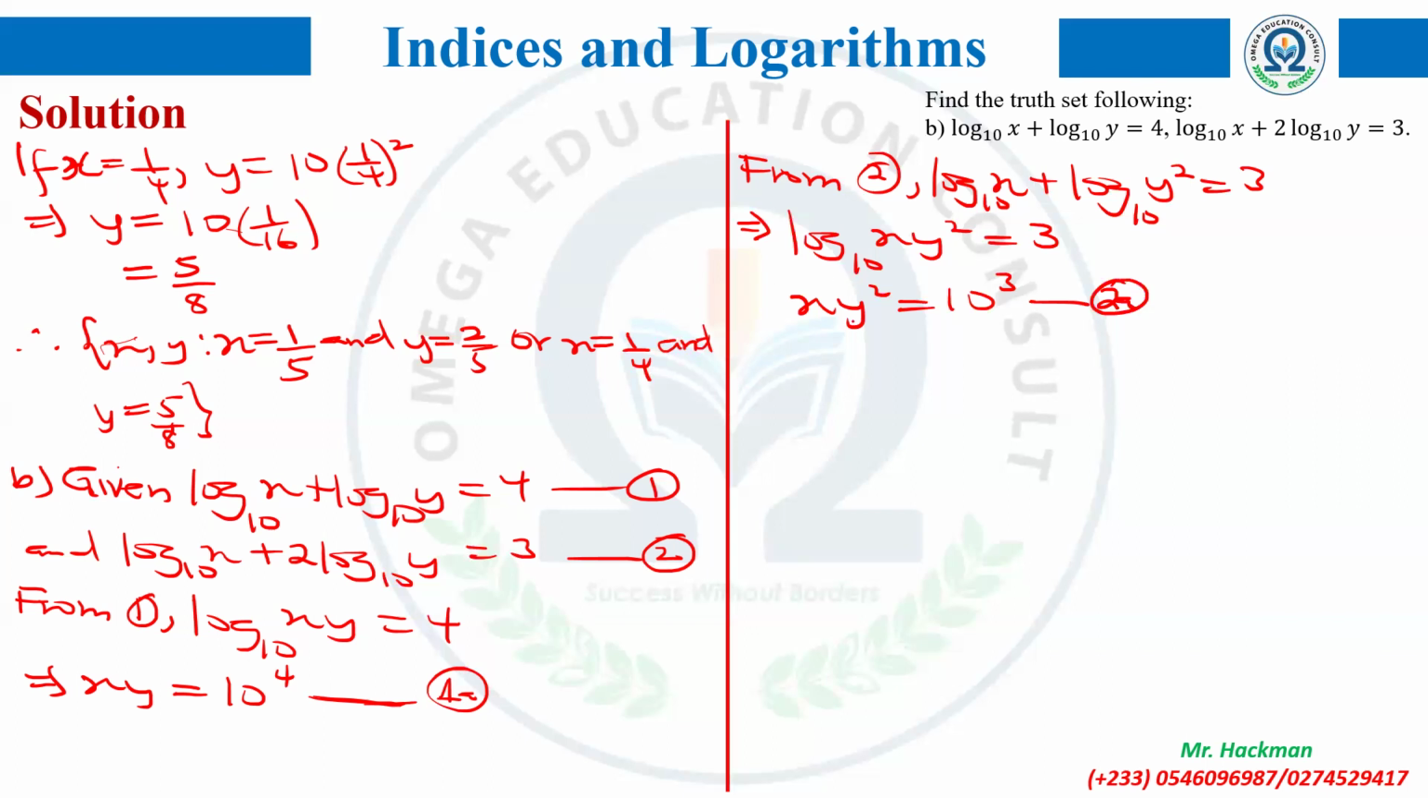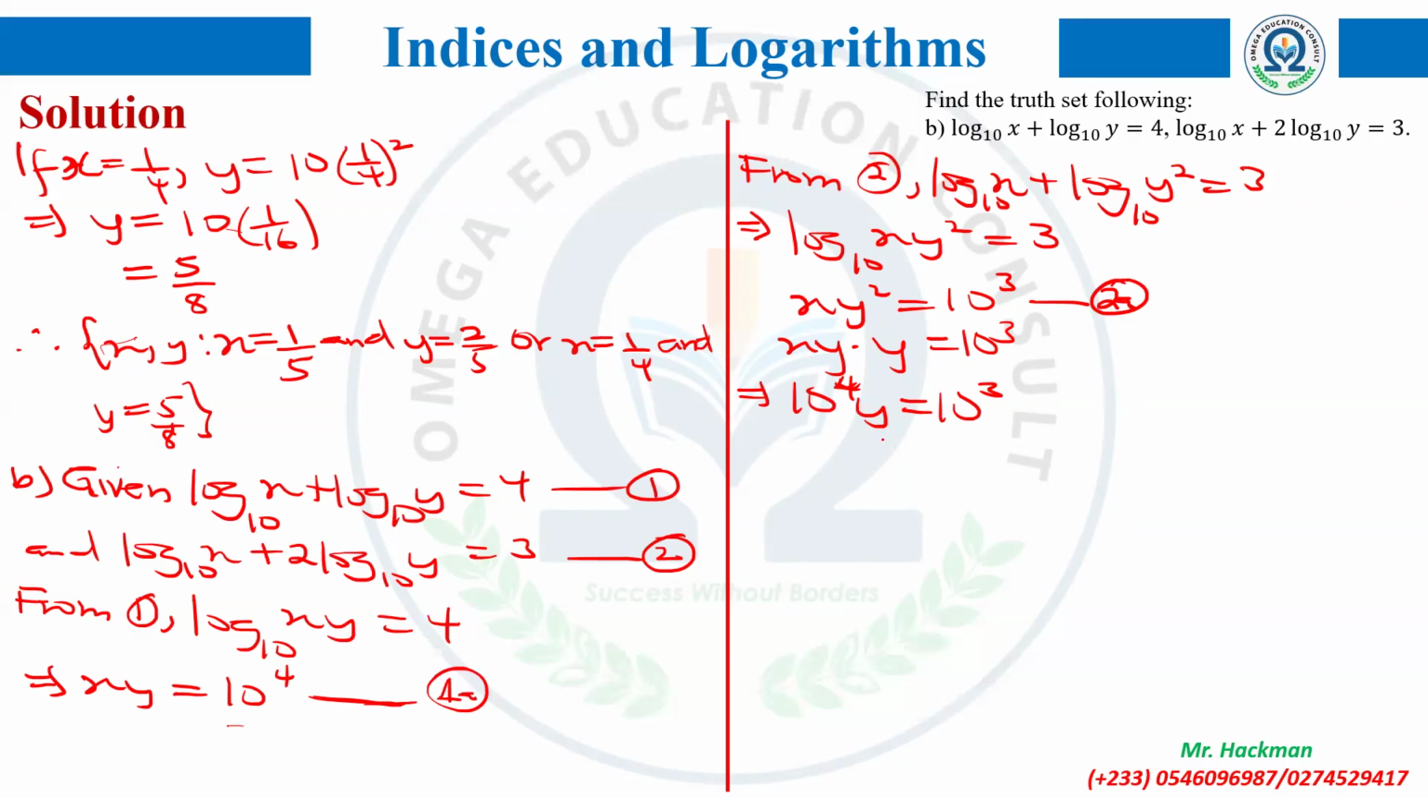I know that what I have here, xy squared, is the same as xy times y. Am I right? Because I know the xy value, I can substitute. So this is the same as xy times y, which is equal to 10 cubed. And xy, you know, is 10 to the power 4. So this implies that 10 to the power 4 times y is equal to 10 cubed. So I can make y the subject here.